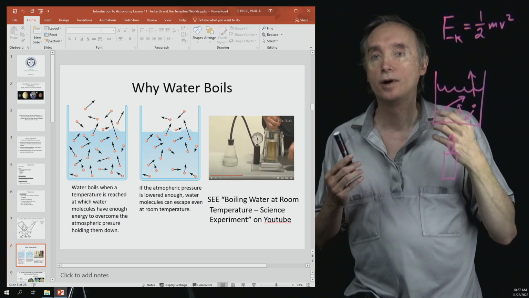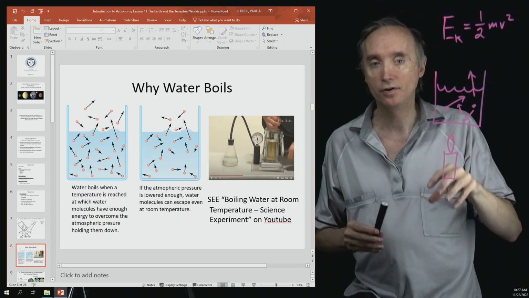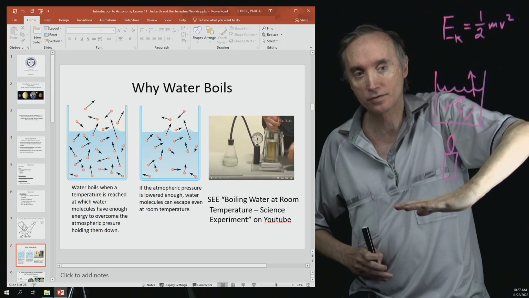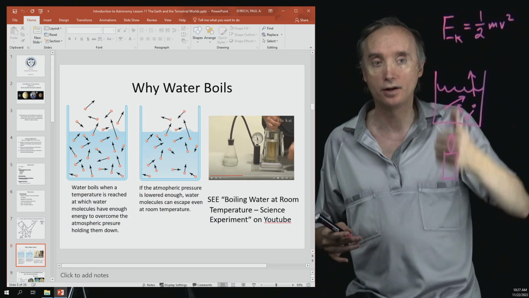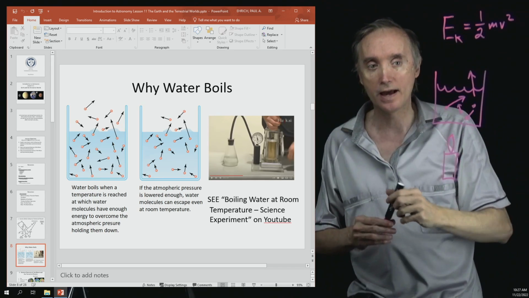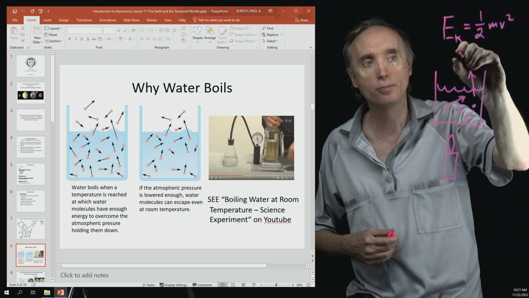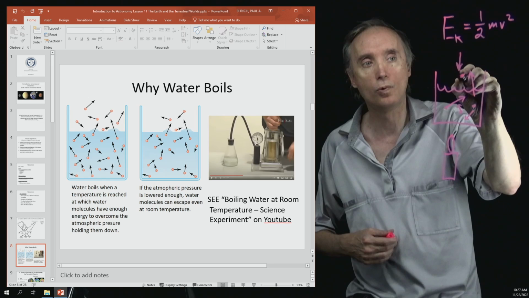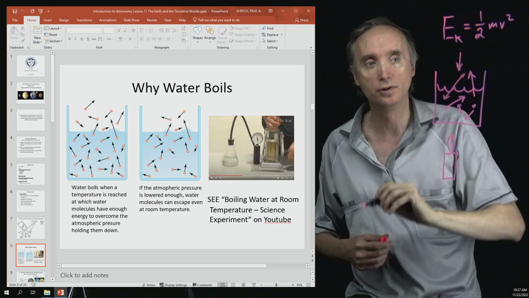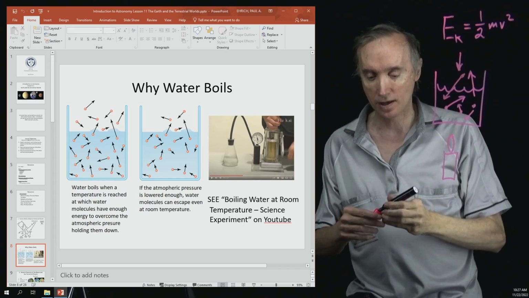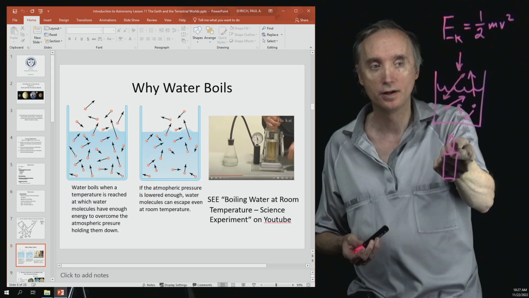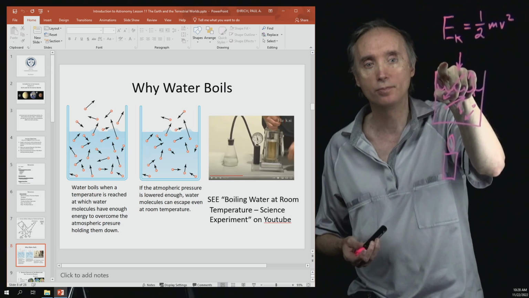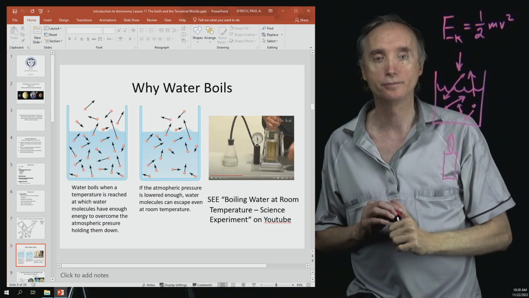Now, what happens though is the atmospheric pressure doesn't like that. The weight of the Earth's atmosphere, 500 miles of air on top of you pushing down, acts like a lid. And so the air pressure pushing down will cause some of these water molecules to go back into the water. If you increase the temperature, then more and more of these molecules are going to be able to resist the air pressure, and they're going to jump up out of the water.